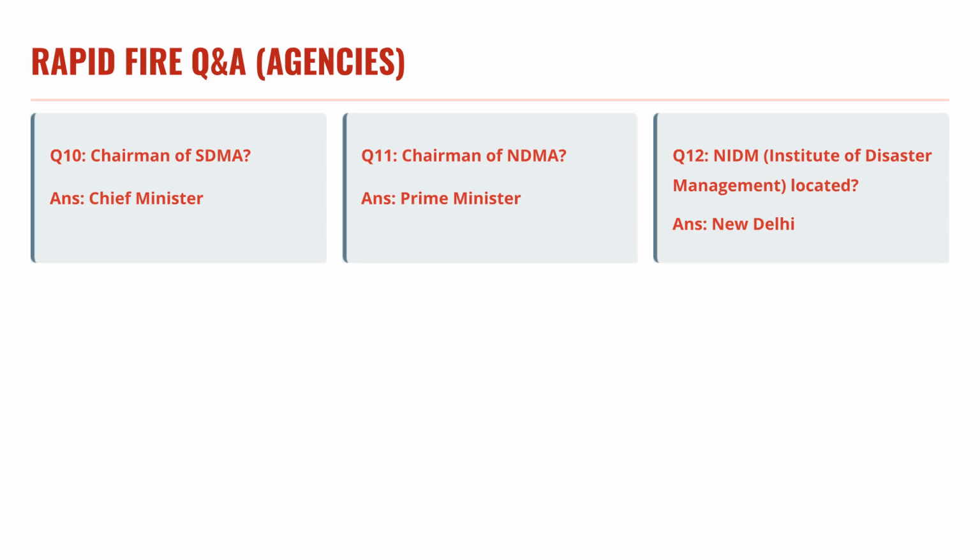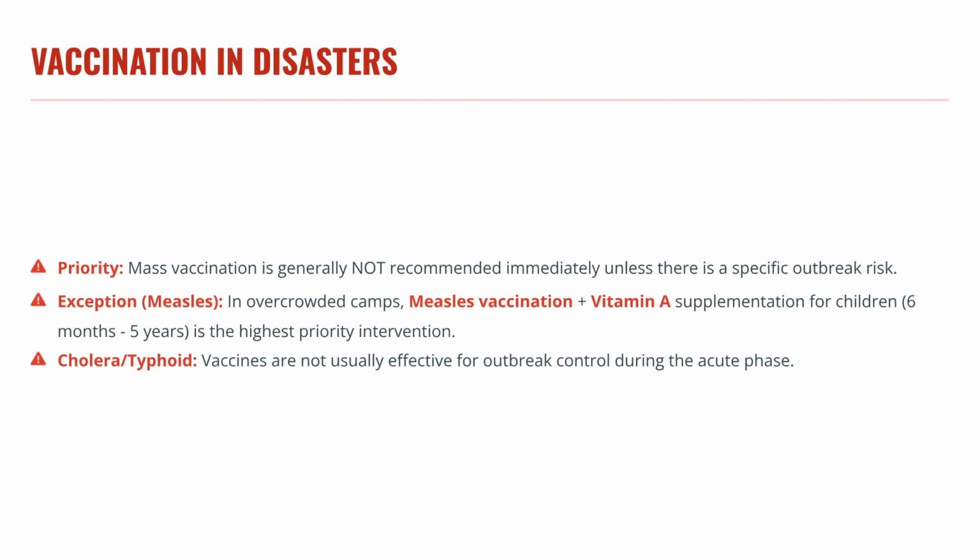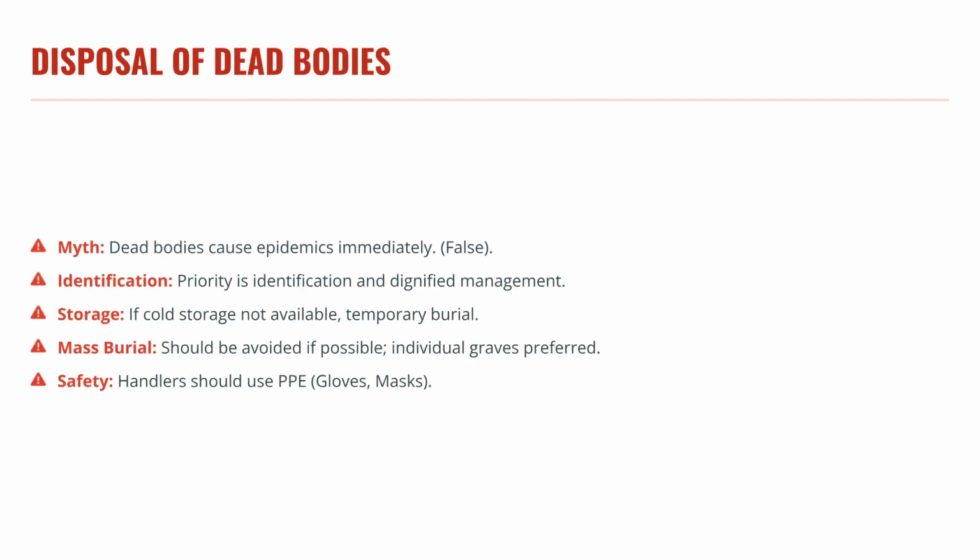The chairman of the State Disaster Management Authority is the Chief Minister. The chairman of the National Disaster Management Authority is the Prime Minister. Mass vaccination is generally not recommended immediately unless there is a specific outbreak risk. Measles vaccination is a high priority for children in overcrowded camps. The myth that dead bodies immediately cause epidemics is false. Priority is identification and dignified management. Handlers should use appropriate PPE.